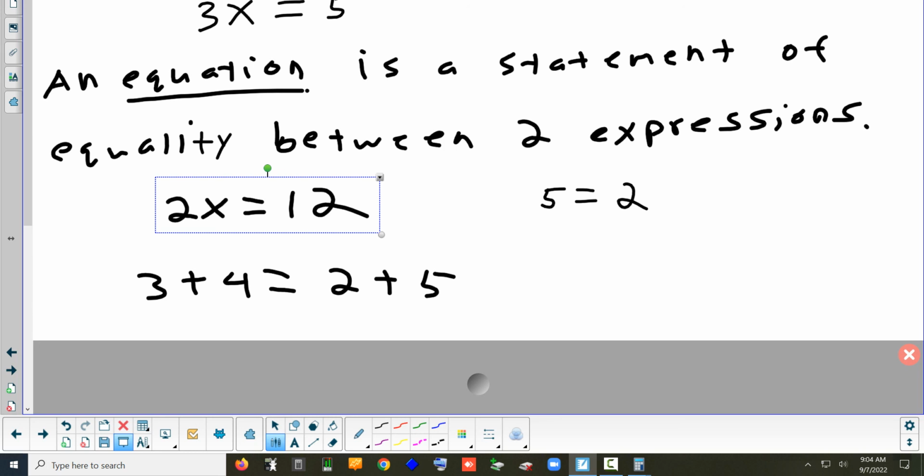How about 5 equals 2? Sam, what do you think about that? 5 equals 2.